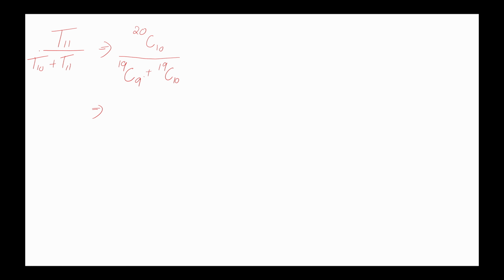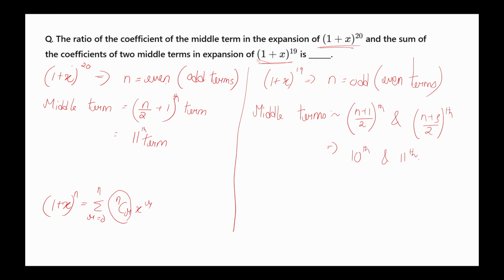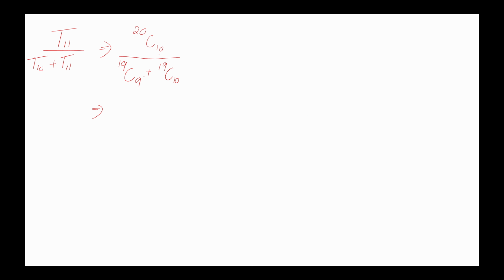I hope you are understanding. The terms in the denominator have the value of n to be 19, and the terms in the numerator have the value of n to be 20. So you must keep that in mind.